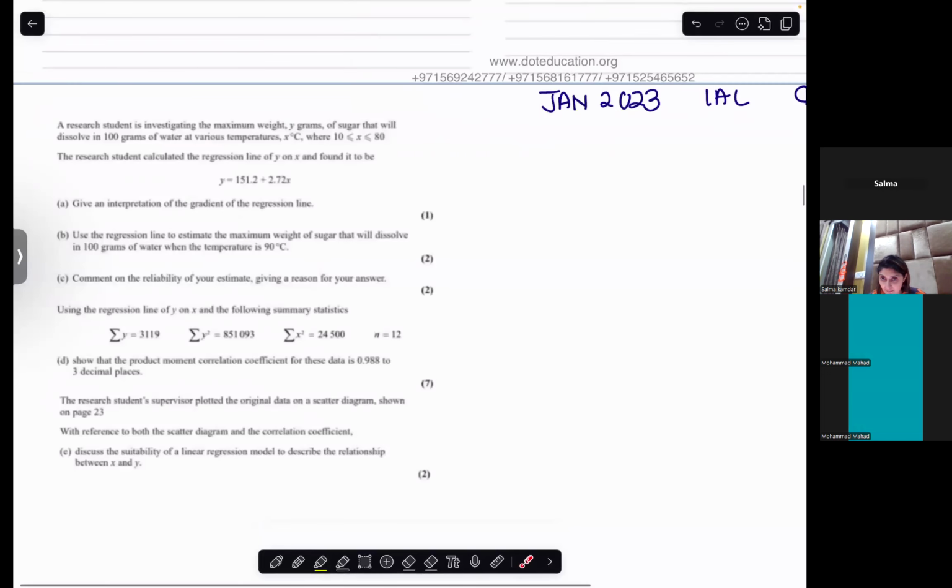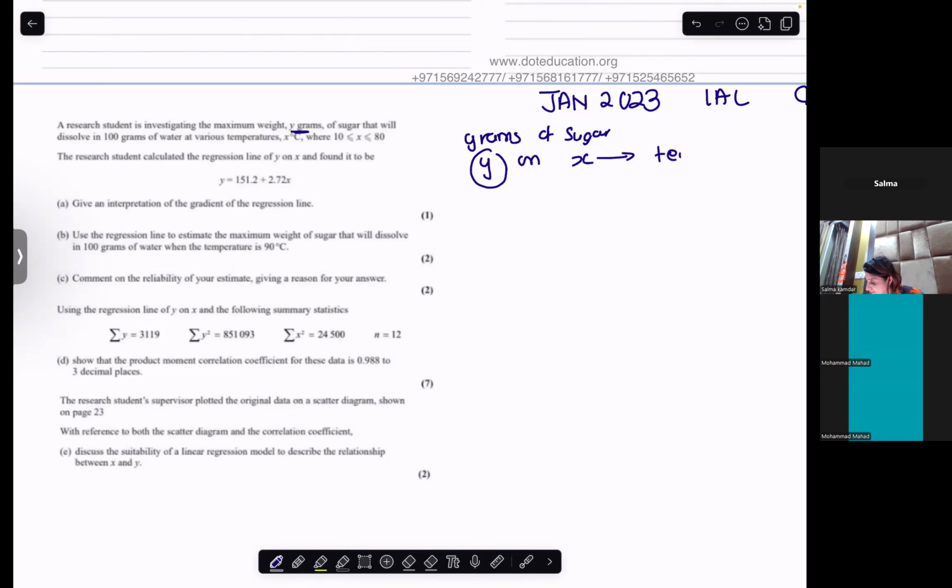A research student is investigating the maximum weight y grams of sugar that will dissolve in 100 grams of water at various temperatures x degrees Celsius. Firstly, it is y on x. When you are reading, you have to start interpreting things. So it is y grams of sugar that will dissolve in 100 grams of water at temperature x. So x is the temperature.